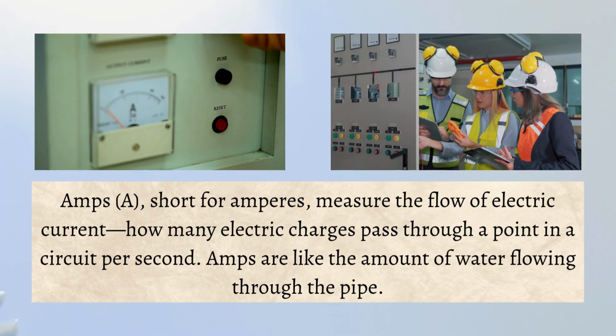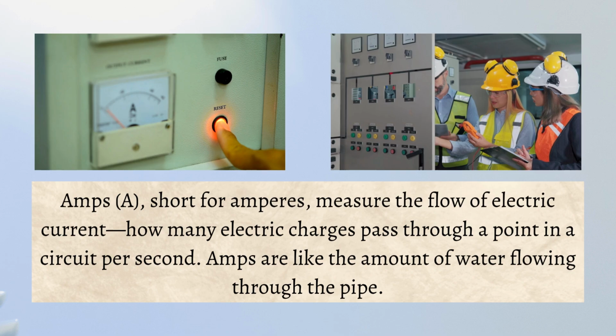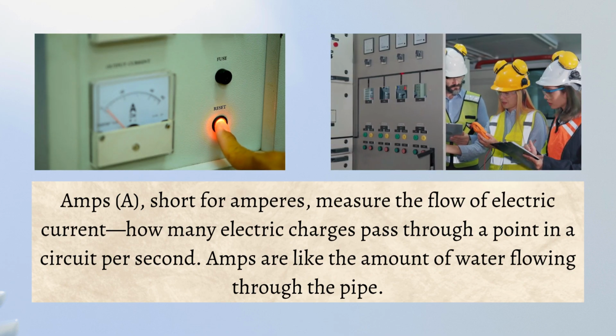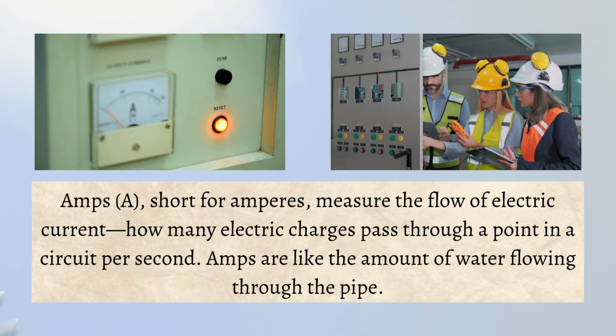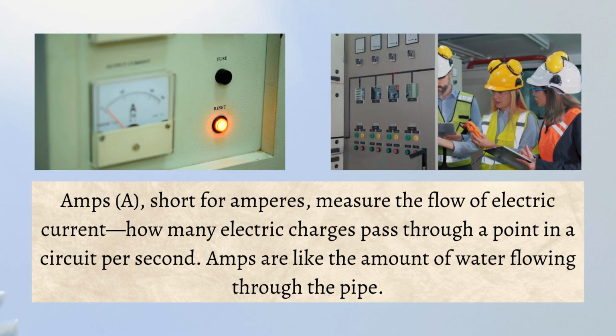Amps, A, short for amperes, measure the flow of electric current, how many electric charges pass through a point in a circuit per second. Amps are like the amount of water flowing through the pipe.